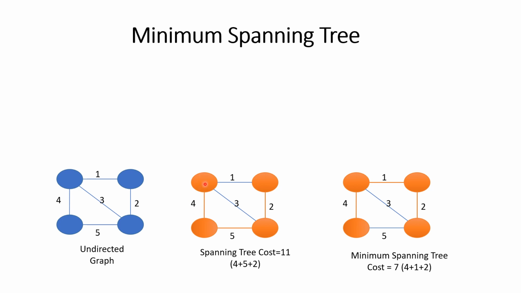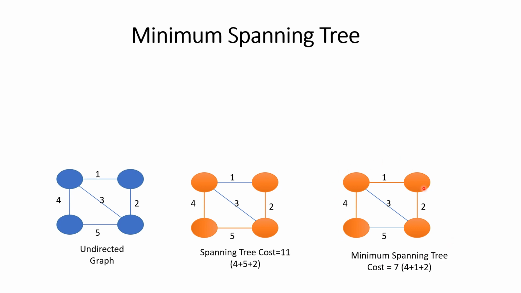Consider one possibility, 4, 5 and 2. So we don't include this and this. These two edges we are ignoring. If that is the case, this spanning tree's cost is 4 plus 5 plus 2, which is 11. Consider another possibility, ignoring this edge and this edge. I have to include all the four vertices. 4 plus 1 plus 2 is equal to 7. So when I consider this, this is the minimum cost spanning tree.